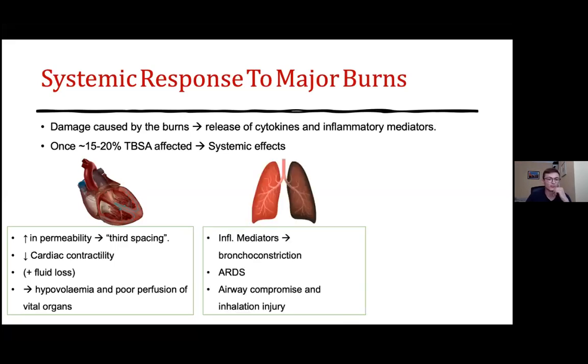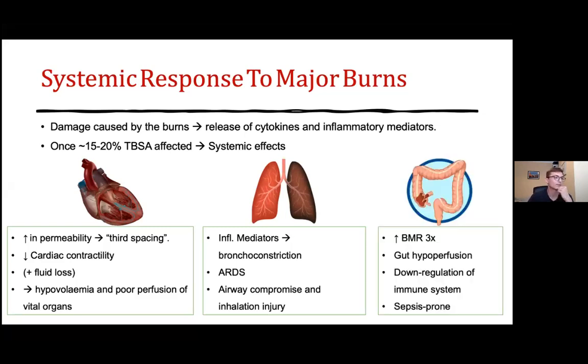Next is the respiratory system. Those inflammatory mediators can cause bronchoconstriction and cause issues with ventilation. You can also get something called acute respiratory distress syndrome, which we won't get into too much detail about today, but it's essentially acute diffuse inflammatory lung injury. It's characterized by increased vascular permeability and leads to significant hypoxia. You can also get airway compromise from the burns, either directly due to the heat or smoke, or secondary airway compromise because of edema from the systemic effects of the release of the cytokines.